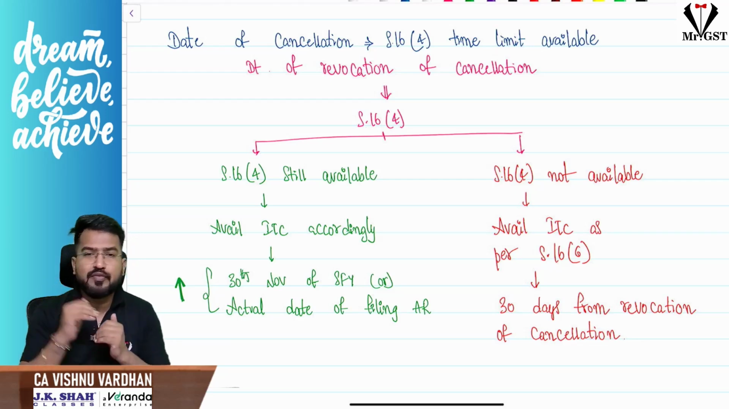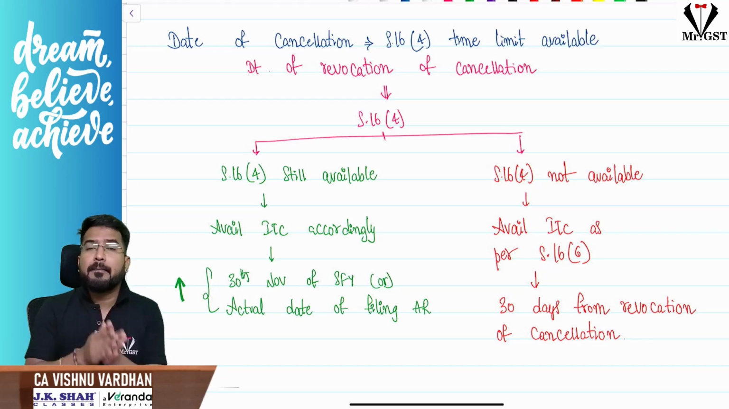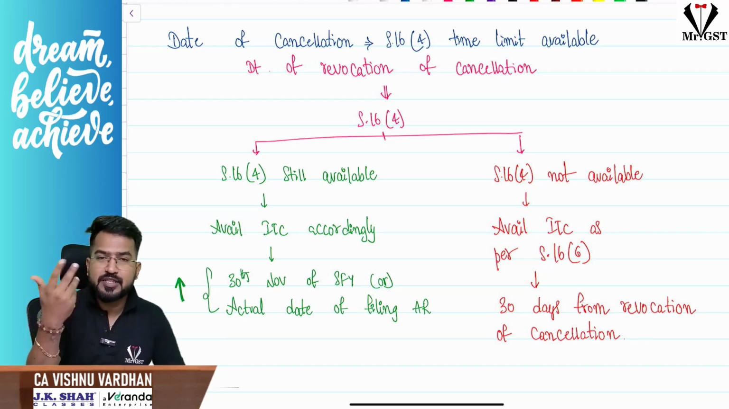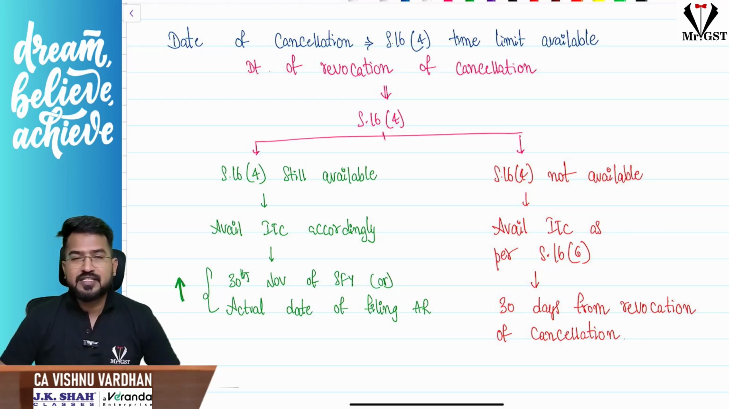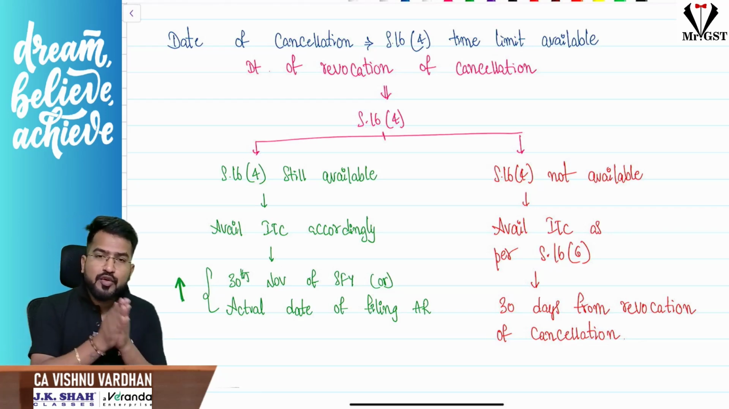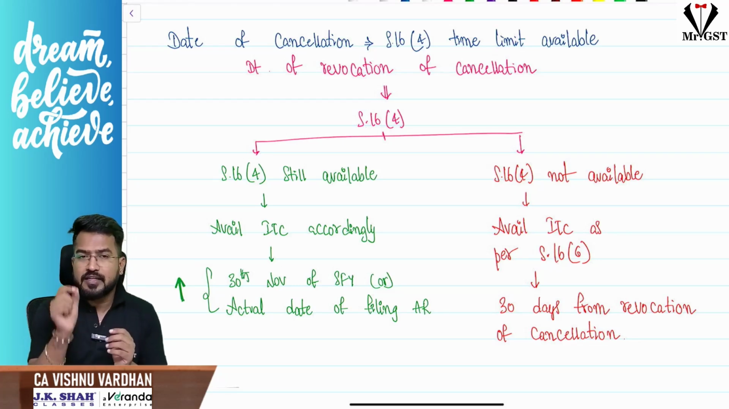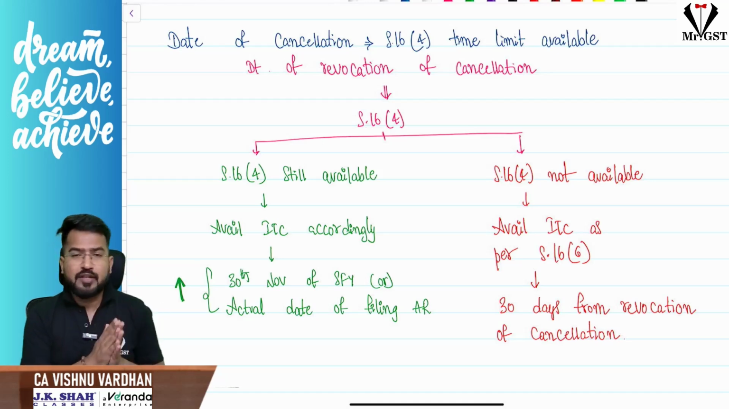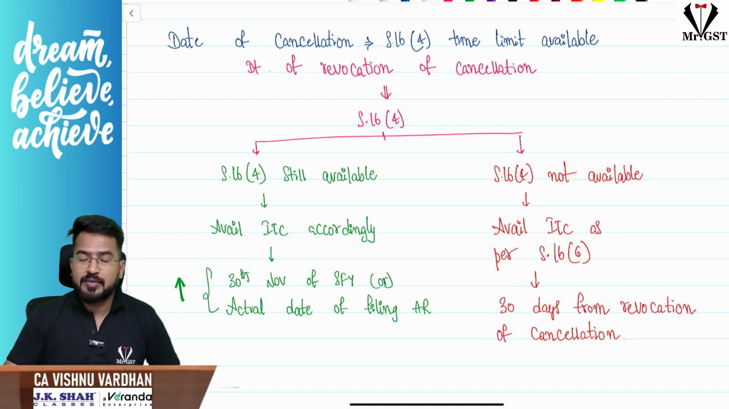But sir, at the time of cancellation of my registration, the Section 16(4) time limit was still active, but at the time of revocation, the Section 16(4) time limit is over. Then what should I do? Section 16(6) is giving a time limit to you. Even though your time limit under Section 16(4) for availing ITC is over, at the time of revocation of the cancellation of registration, within 30 days you file all the pending returns and you can happily enjoy the ITC that has expired, but the time limit is now as per Section 16(6).